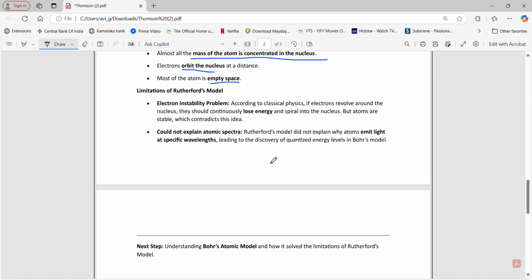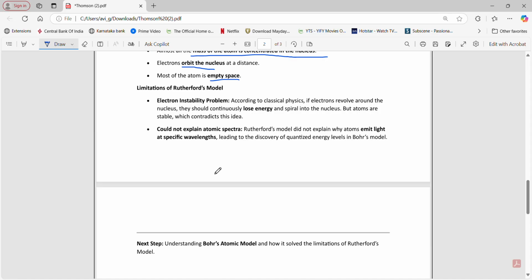Electron instability problem. According to classical physics, if electrons revolve around the nucleus, they should continuously lose energy. Like if you run about 10 meters, 20 meters, 30 meters, gradually you will lose your energy. In the same way, the electrons, when they revolve around the nucleus, should continuously lose energy and spiral into the nucleus. If they lose energy, they should stop revolving and gradually fall into the nucleus, which says that atoms are unstable. But in reality, atoms are stable. So he could not explain why this is happening.